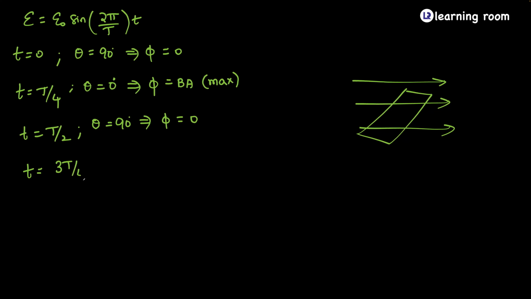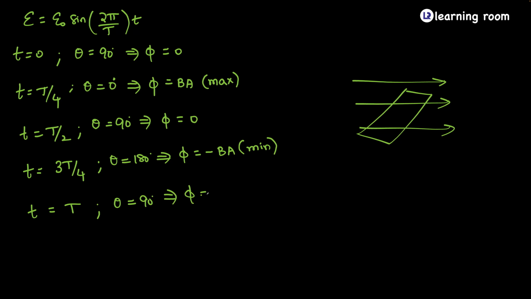So at t is equal to 3T by 4, where will it be? 3T by 4 means it will be like this, right? Theta equal to 180 degrees, which implies flux is equal to minus BA, and minus BA is going to be the minimum value. At t is equal to capital T, what will happen? Theta will be equal to 90 again.